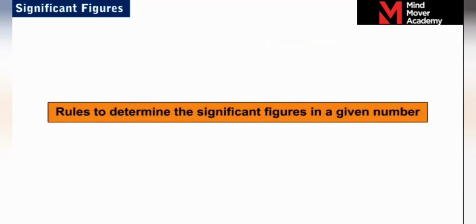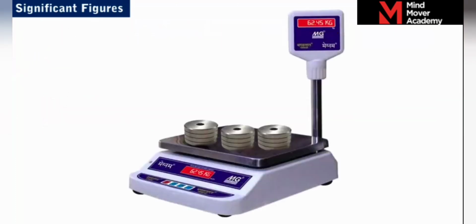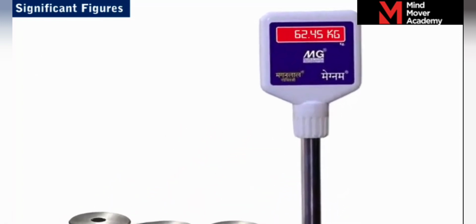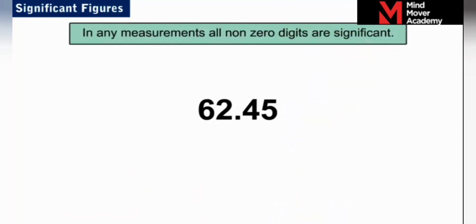There are rules to determine the significant figures in a given number. The first rule says that in any measurement, all non-zero digits are significant. For example, we weighed a bag of steel that measures around 62.45 kilograms. Here, all the digits are non-zero numbers. In this case, all the 4 digits are significant figures.